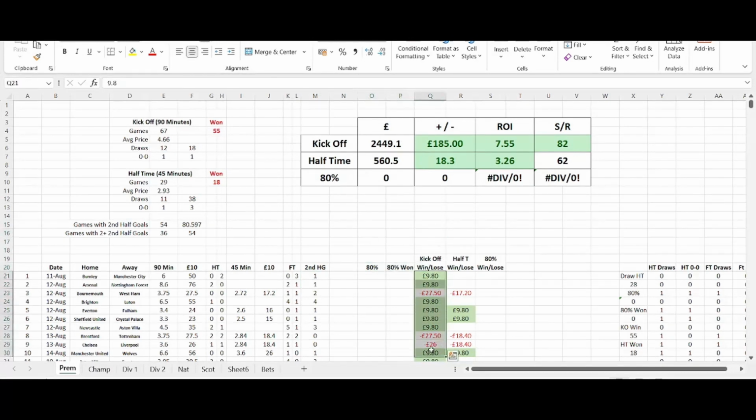This here is how much you would win or lose. £9.80 is obviously if it's a £10 lay bet, you will win £10 minus your commission, which I'm on a 2% commission, so you actually win £9.80. Obviously, if it loses, that would have been how much it would cost you. So for instance, that one there would have been £27.50, and if you did the same at half time, it would be £17.20.